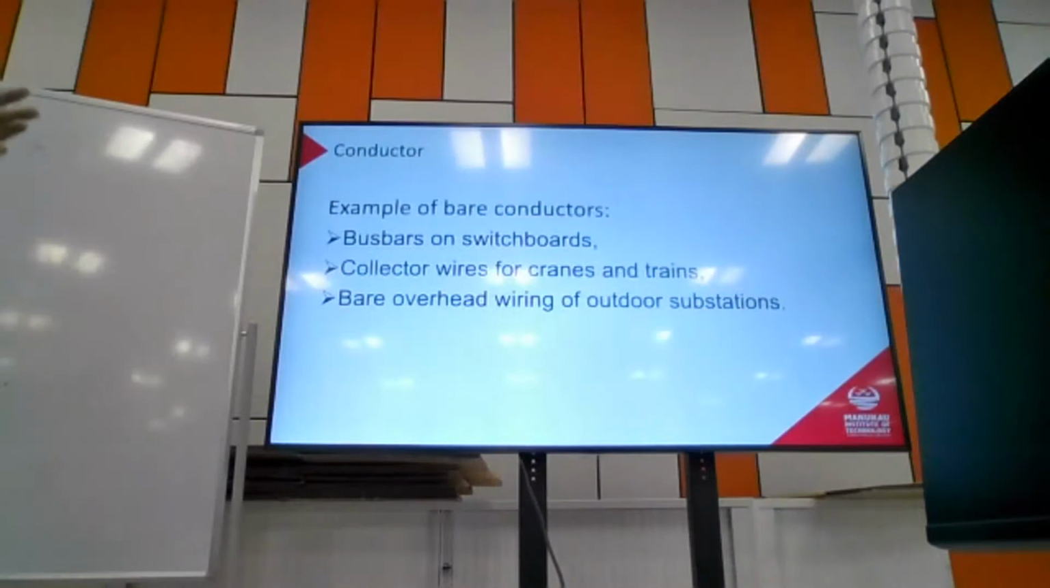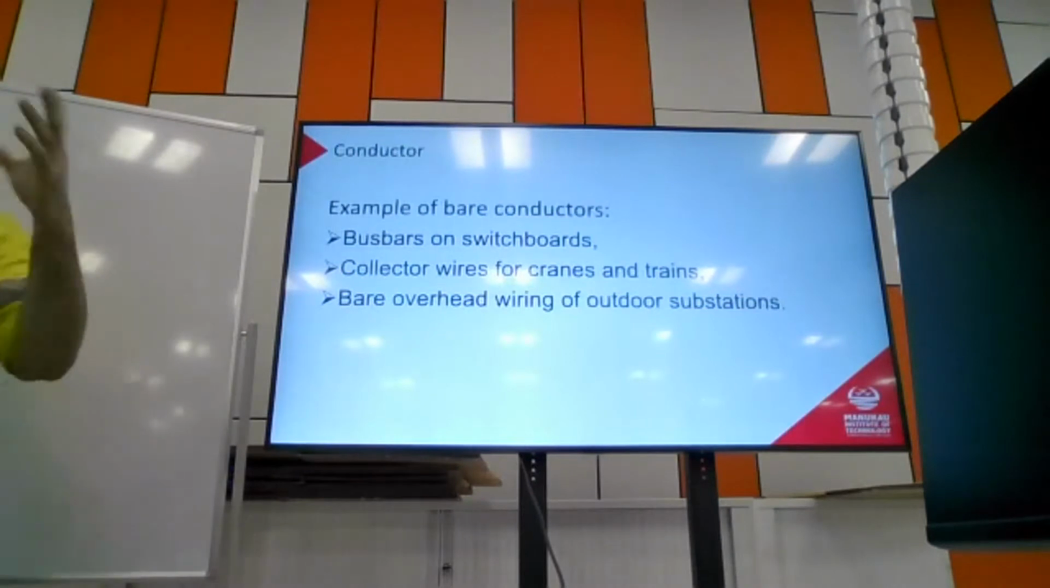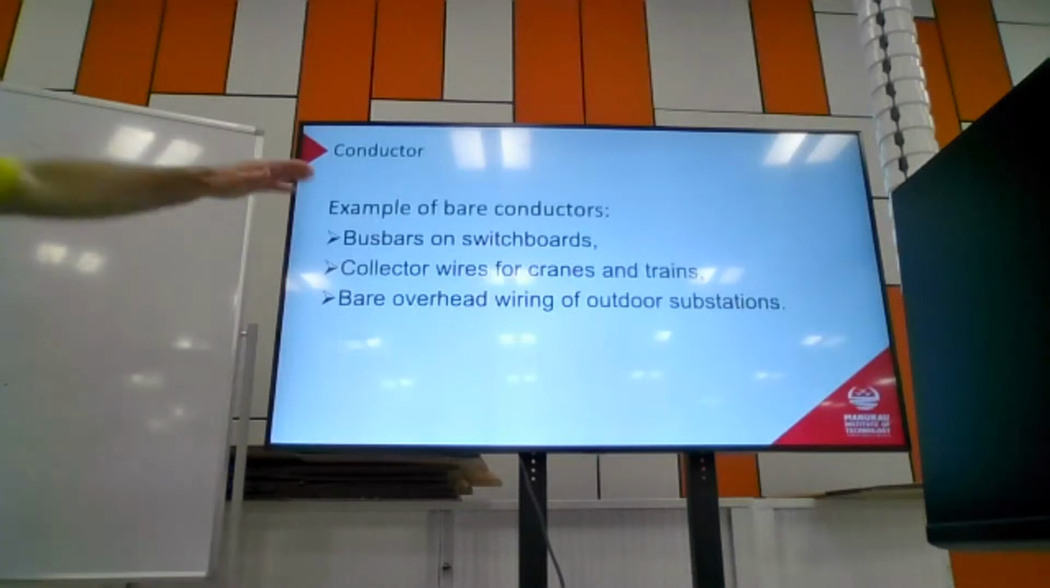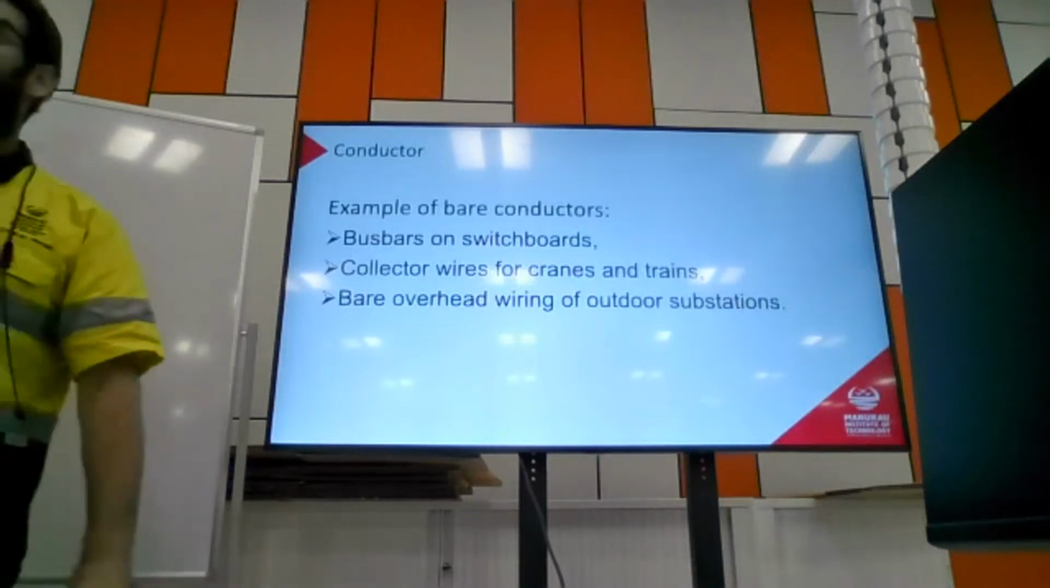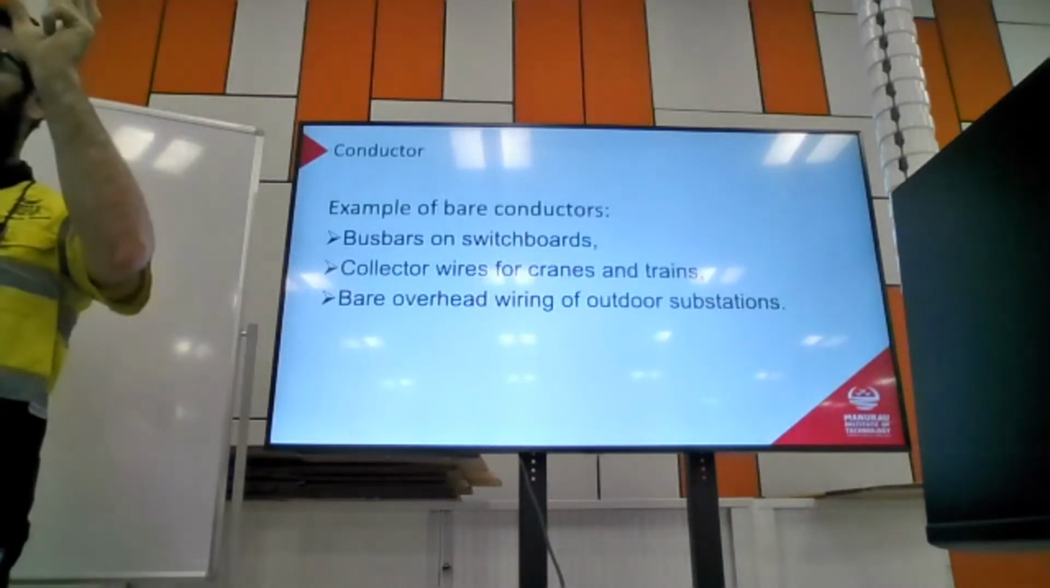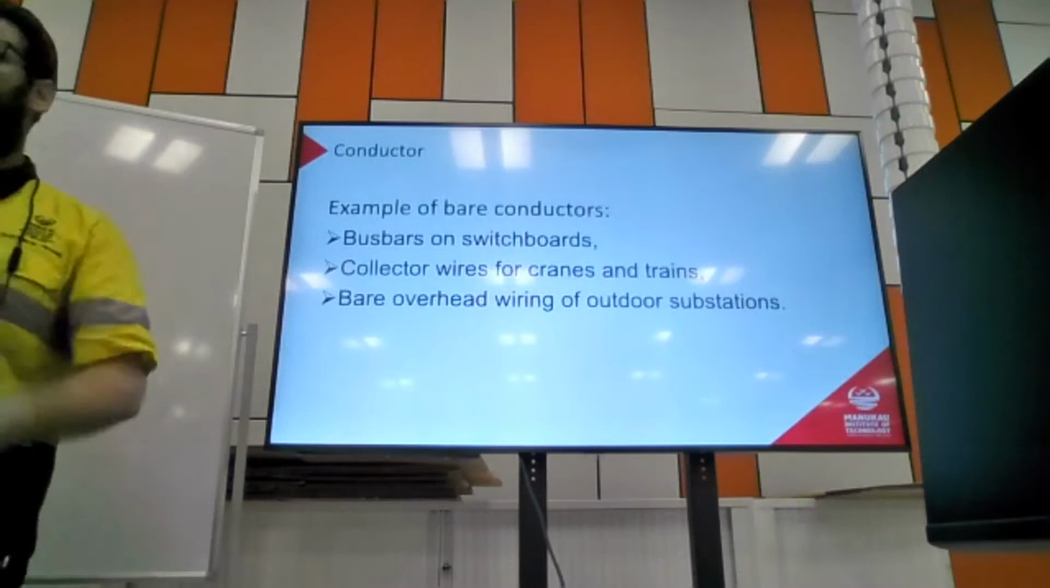So we might have conductors that are uninsulated, right? We're really familiar with insulated conductors. That's just normal stuff. But we have bare conductors as well, such as bus bars on switchboards. They're still conductors. It's not an active conductor, but it's a conductor nevertheless. We all know what I'm talking about, eh? Bus bar on the switchboard, the brass thing where all the earths and neutrals go.